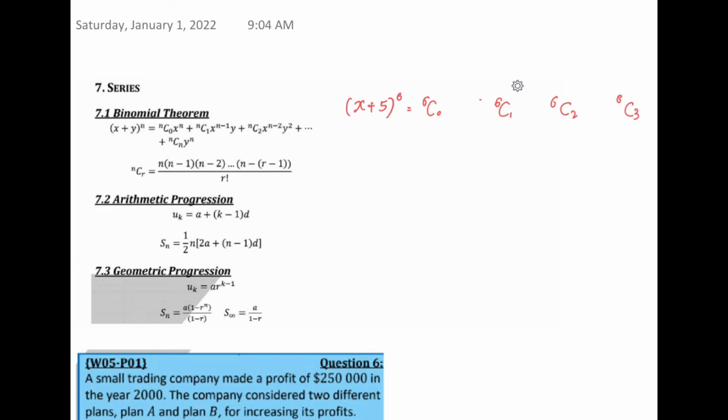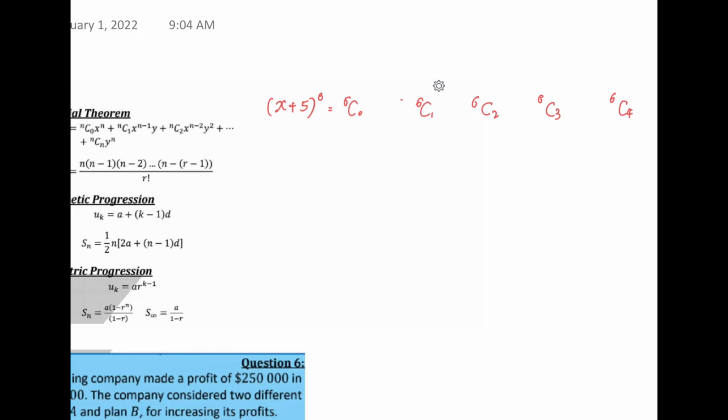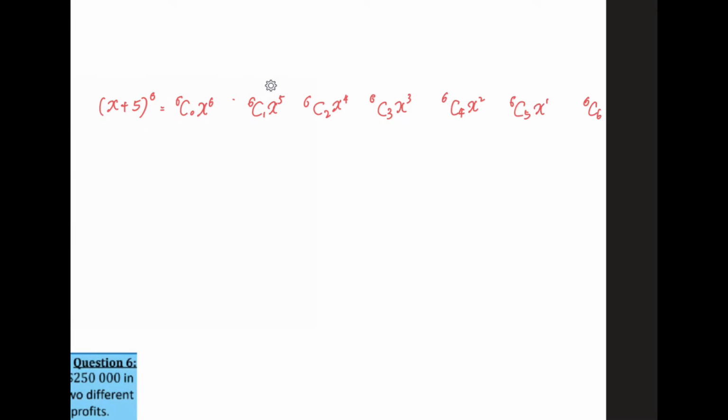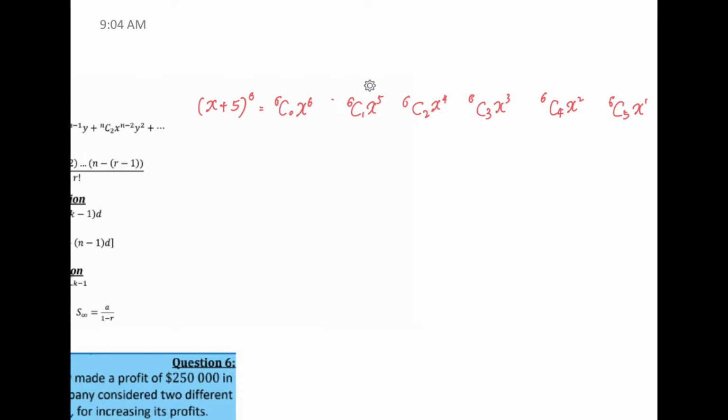Then after the coefficients, we have the second part, which is the term in front, the x. You can see x takes the greatest power, x to the power of n. Then the power decreases by 1 unit each time, x to the power of n minus 1, n minus 2, and the power keeps decreasing until x to the power of 0. If you apply that here, we will have x to the power of 6, 5, 4, 3, 2, 1, and 0.